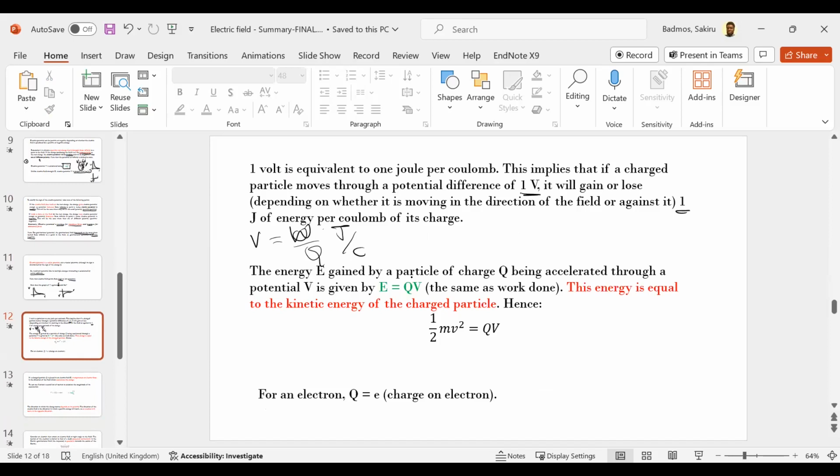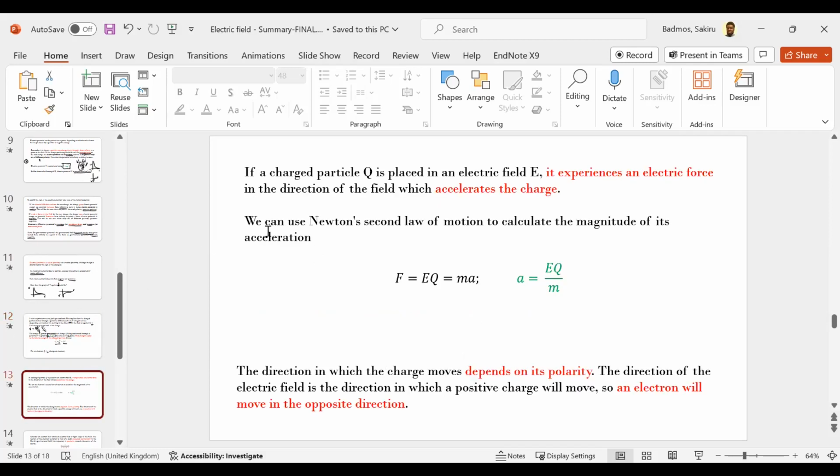So the energy E gained by a particle of charge Q being accelerated through a potential V is basically E equals QV. That's how to calculate the energy, which is the same as work done. This energy is equal to the kinetic energy of the charged particle. So for an electron, all you need to do is replace Q with e. You can use that to calculate the velocity of that moving charged particle.